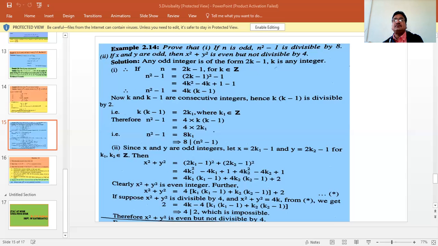Then, these are some problems on divisibility. So solve all these problems.